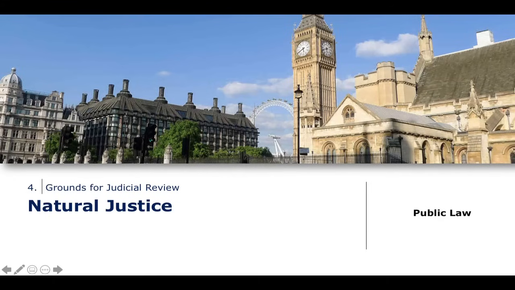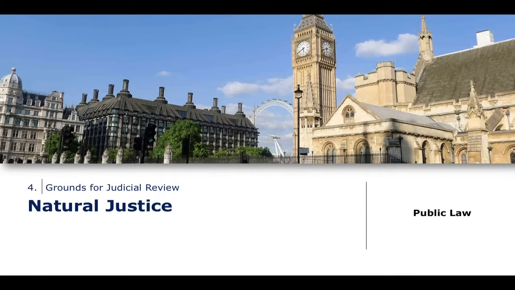So in the previous lesson, we started to talk about the concept of procedural impropriety as one of the other grounds for judicial review. We noted that you can generally justify procedural impropriety as encompassing one of two major categories, i.e. failure to follow procedure which is laid down in statute, which is what we looked at in the previous lesson. And then the second point is failure to follow procedure that is laid down by the basic principles of natural justice. This lesson is going to think about those basic principles of natural justice.